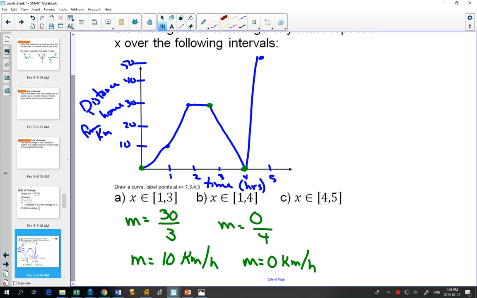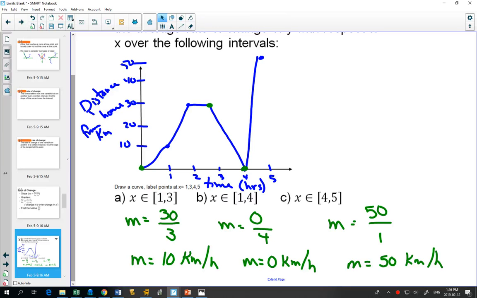And finally, from 4 to 5, our slope, our rise is 50, and our run is 1, so the average speed over that time is 50 kilometers per hour. Notice that if I had found the average speed from 3 to 4, my slope would have been negative, and that negative sign just meant that I'm returning back home. Now, you can't actually have negative speeds, but the negative adds a direction to it.